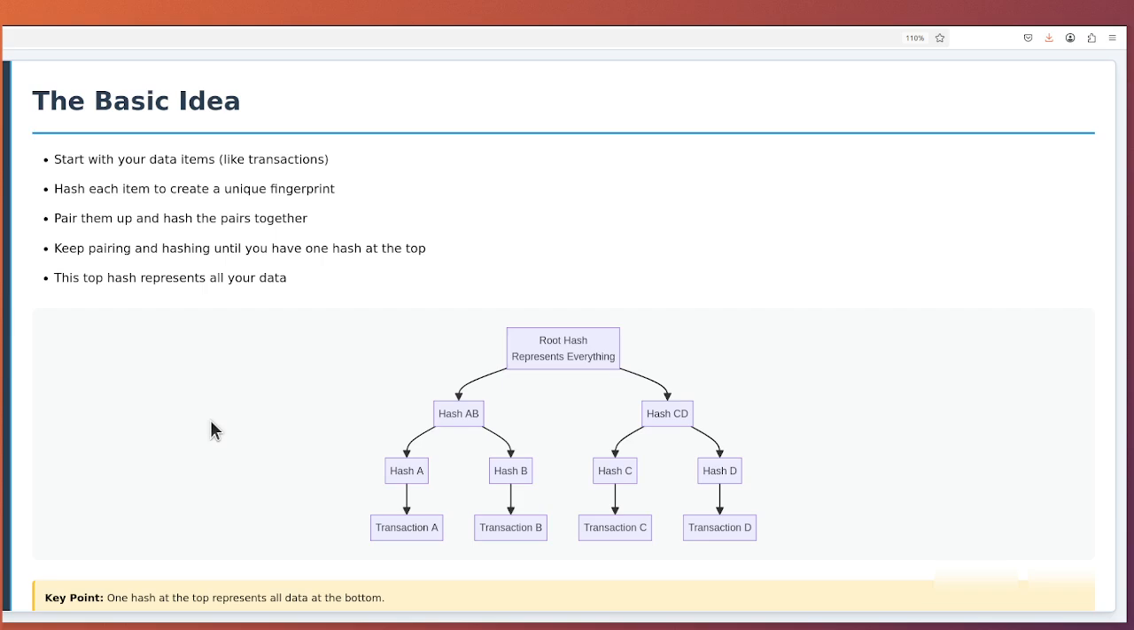The magic is this. If you want to prove one transaction is in this group, you don't need to show all 4 transactions. You only need to show a few hashes along the way. It's like showing a path from your transaction up to the root. This is incredibly efficient. For 1,000,000 transactions, you only need about 20 hashes to prove one transaction is authentic. That's the power of Merkle tree verification.